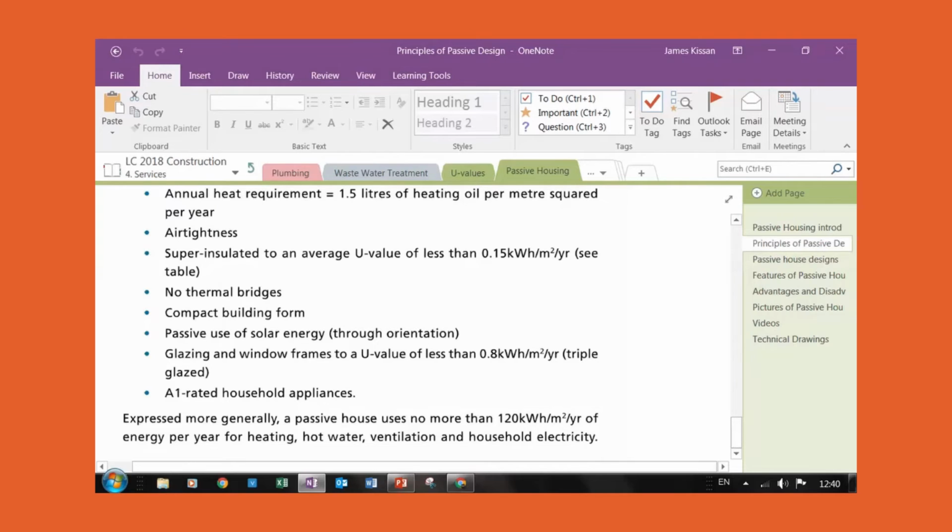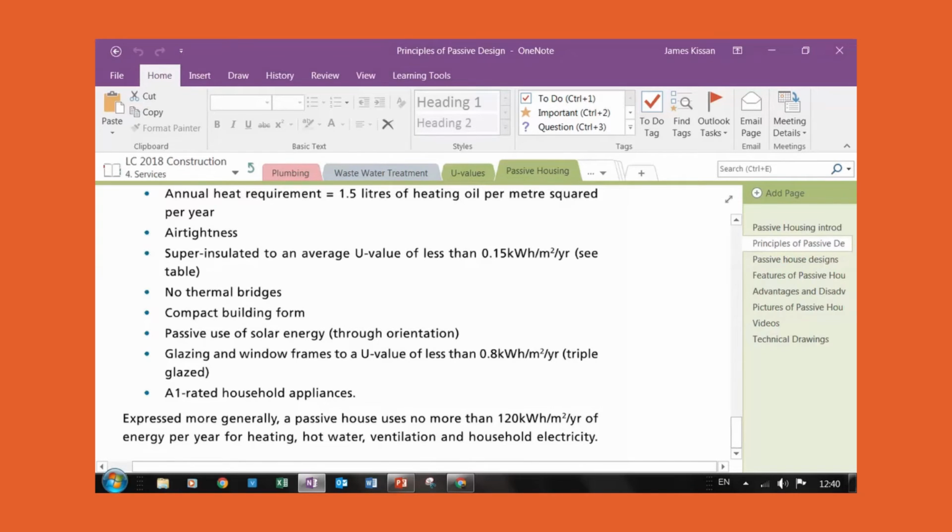Next, passive use of solar gain through orientation. That means south facing. Have your house south facing. Compact building design. That says you're not going to have a square house and then a piece brought out on the left hand side. Then you decide, oh, I'll put on an extension out the right hand side, and then we'll put on a small porch sticking out the back. That's not going to help with compact design.